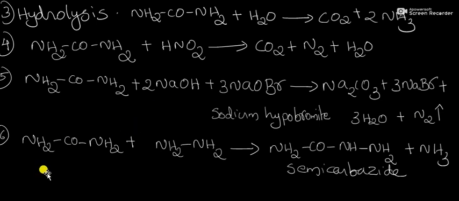Another reaction is the formation of semicarbazide. That is another carbonic acid derivative, semicarbazide. How can you prepare semicarbazide from urea? When urea is treated with hydrazine, NH2NH2, we will get semicarbazide, NH2CONHNH2. That is the formula of semicarbazide.